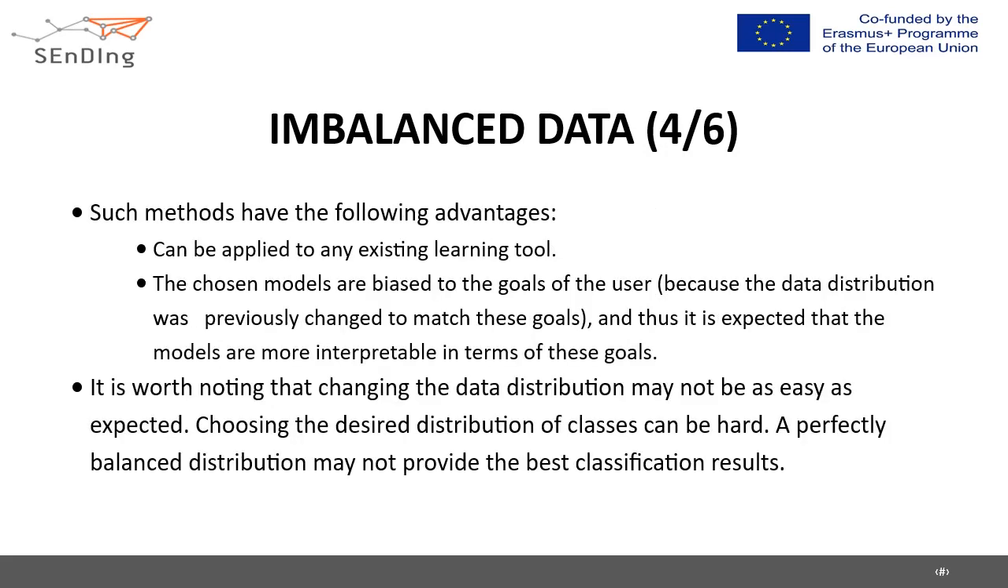Such methods have the following advantages: they can be applied to any existing learning tool. The chosen models are biased to the goals of the user, because the data distribution was previously changed to match these goals, and thus it is expected that the models are more interpretable in terms of these goals. It is worth noting that changing the data distribution may not be as easy as expected. Choosing the desired distribution of classes can be hard. A perfectly balanced distribution may not provide the best classification results.